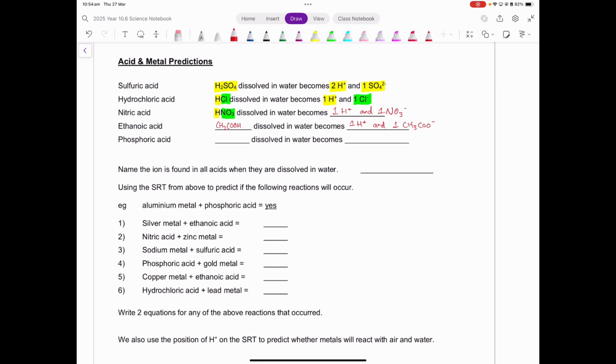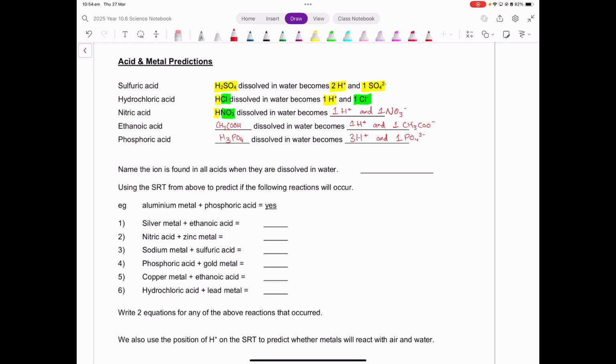The hydrogen always comes first? It can, sure. Okay. In phosphoric acid, we have H3PO4. And when we talk about H3PO4, it's going to break up in water into 3 hydrogen ions and 1 phosphate ion.